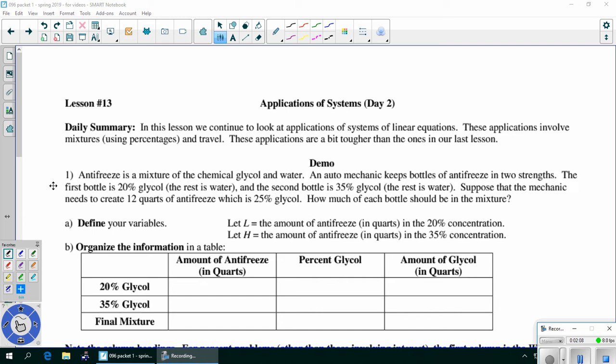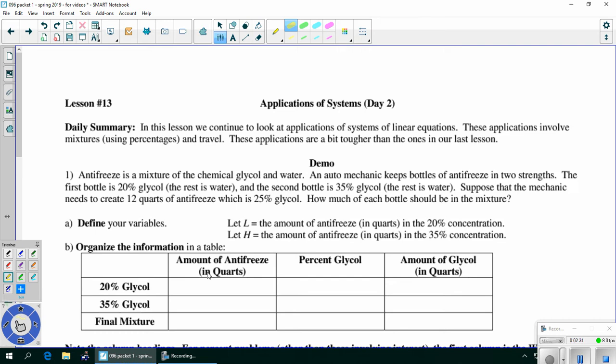So notice I've got two quarts columns here. Really important that we keep them straight. Antifreeze is the entire bottle. Again, it's composed of both glycol and water, but this column is just the glycol part of the antifreeze. It's how much of that liquid called antifreeze is actually this chemical glycol.